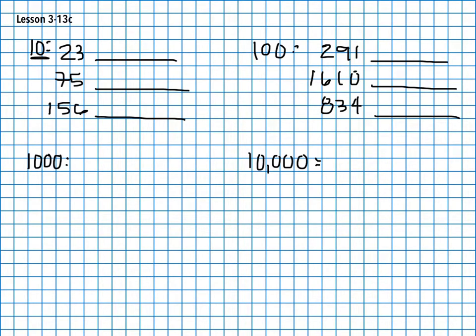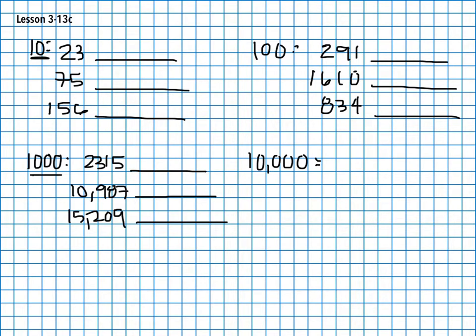Nearest 1,000. Let's go 2,315. Let's go with 10,987. How about 15,209? And again, this was to the nearest 1,000.